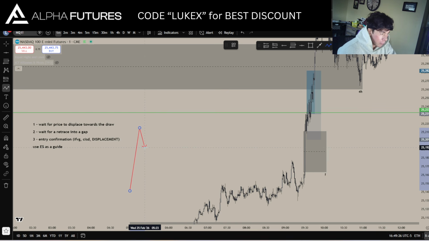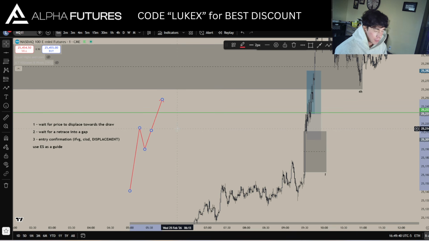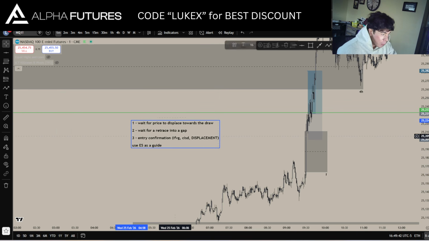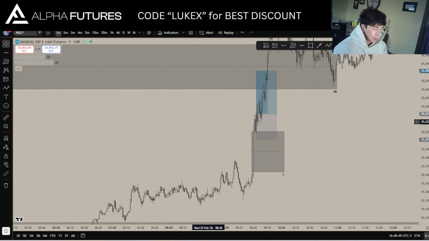Then you want an entry confirmation to confirm that price is going to continue to your draw on liquidity, which in this case, let's say it's London high. So we get a displacement candle out. You get an inversion, a CISD, whatever. You take that and target the draw on liquidity. That's literally it. You just need to follow this plan right here, and you're going to be using ES as a guide. I'm going to go over that really quick. If you guys want to copy this, there you go.